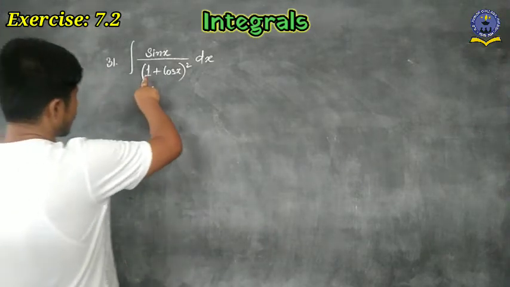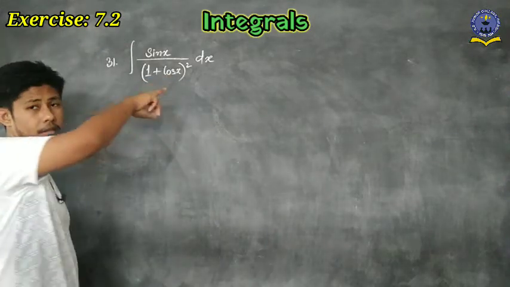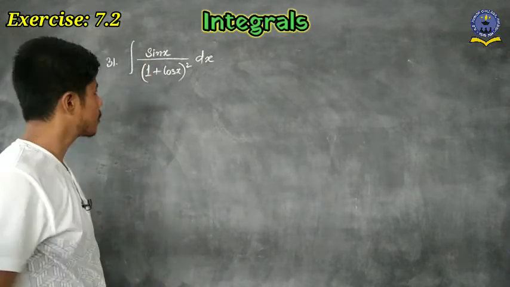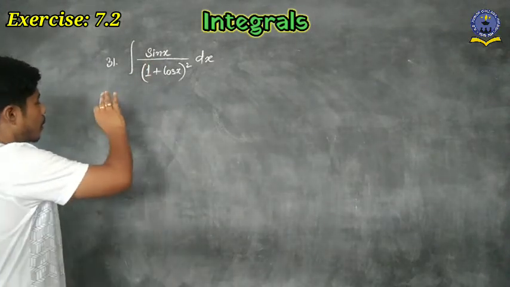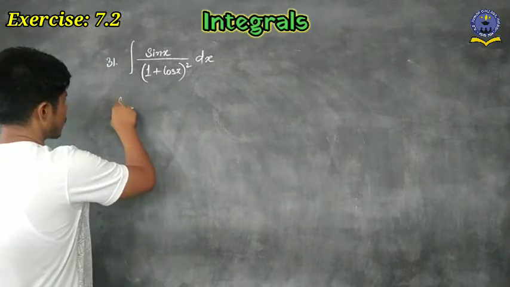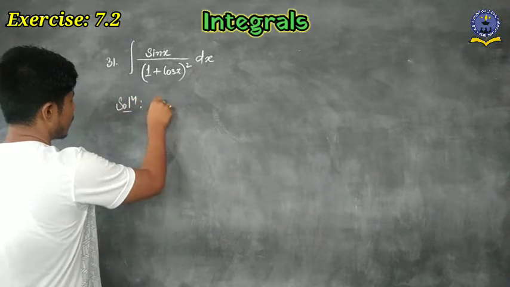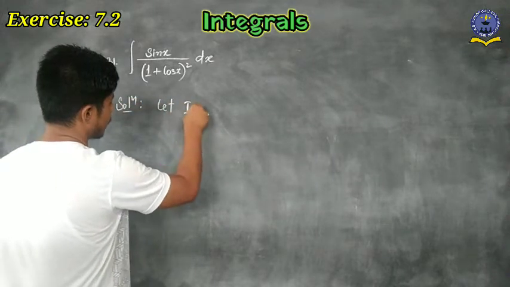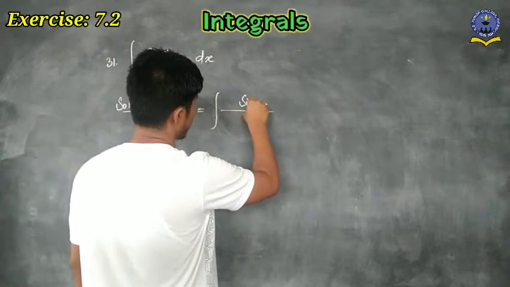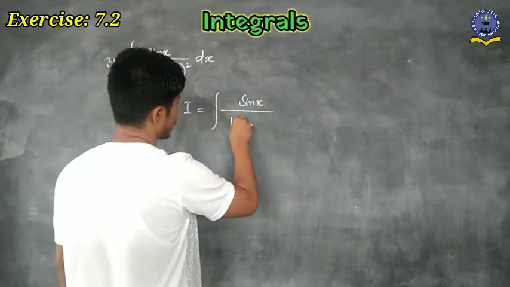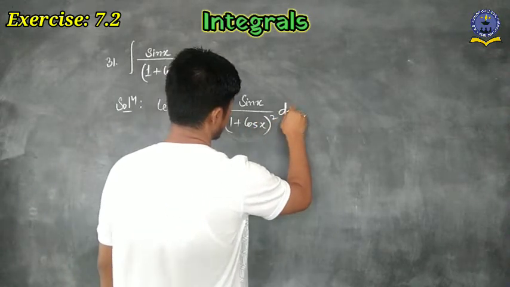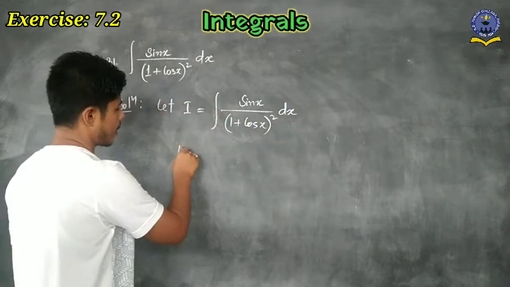So one thing here, very simple, because d/dx of cos x is minus sin x is present there. So without rearranging this question, we can easily substitute here. First of all, for the solution we write let I equals the integration of sin x divided by (1 plus cos x) whole square, dx.